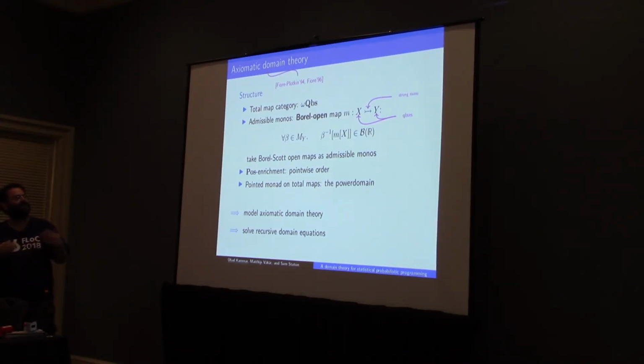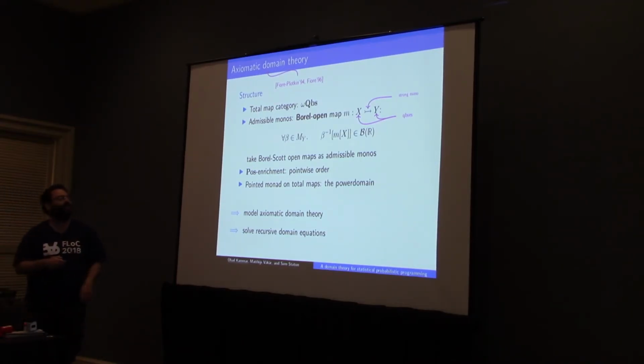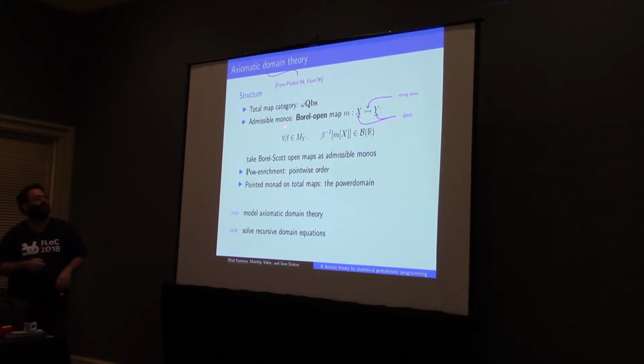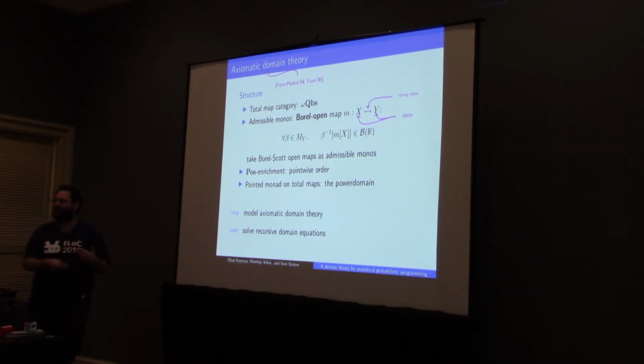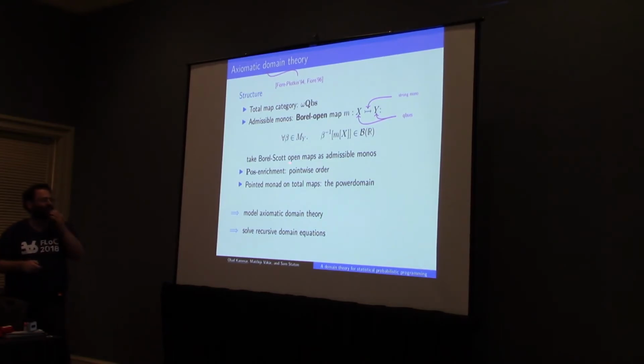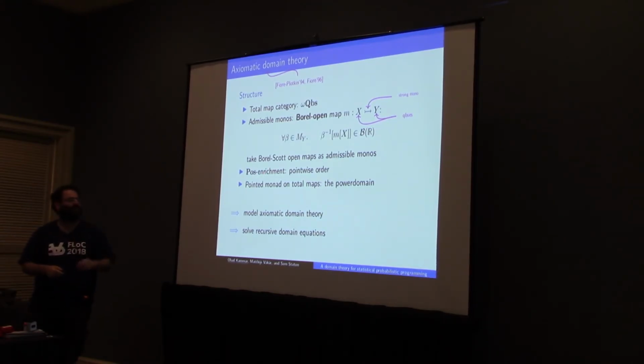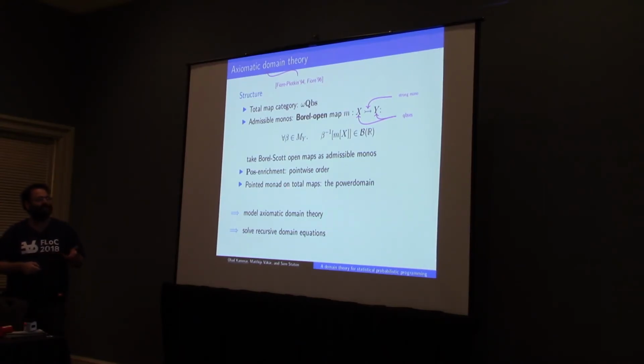So we have a category of total maps, of non-partial functions. That's going to be on a QBS. You need to say what the domain of definition is. That's going to be a Scott-open subset that is also measurable according to the quasi-Borel space structure. You need to say what the poset enrichment is. That's just going to be the point-wise enrichment. And you need to say what the pointed monad is, and that's the power domain construction, which ends up being pointed. So this is the only structure you have to supply.